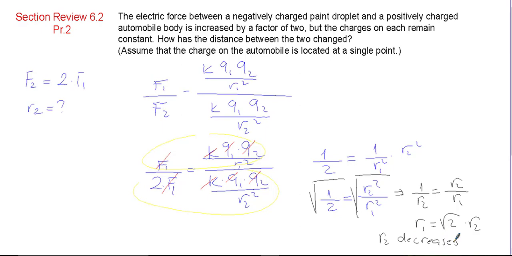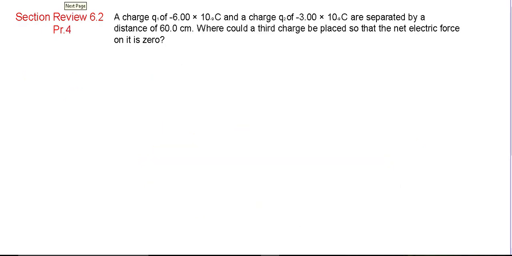Thank you. Another question. Problem 4: charges of 6 microcoulomb, 6 10 to minus 9, and then minus 3 10 to minus 9 are separated by a distance of 60 centimeters. Where could a third charge be placed so that the net force on it will be 0?